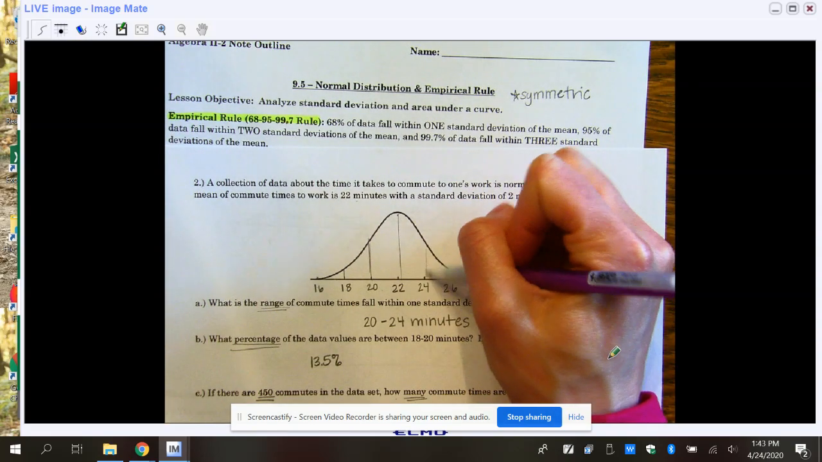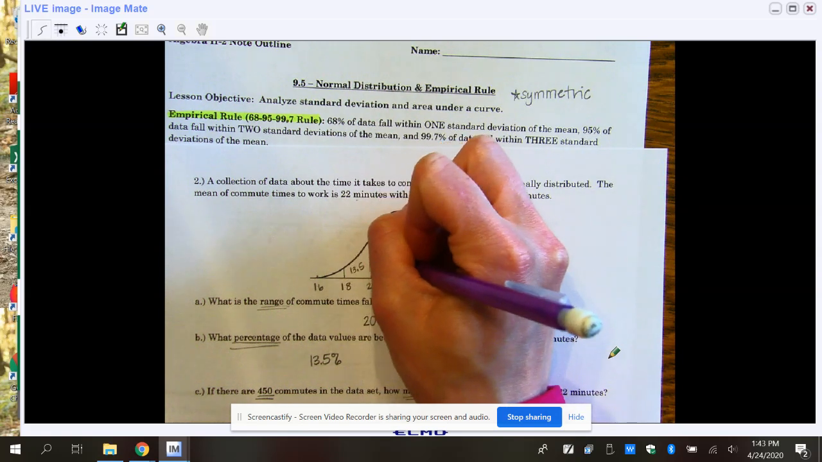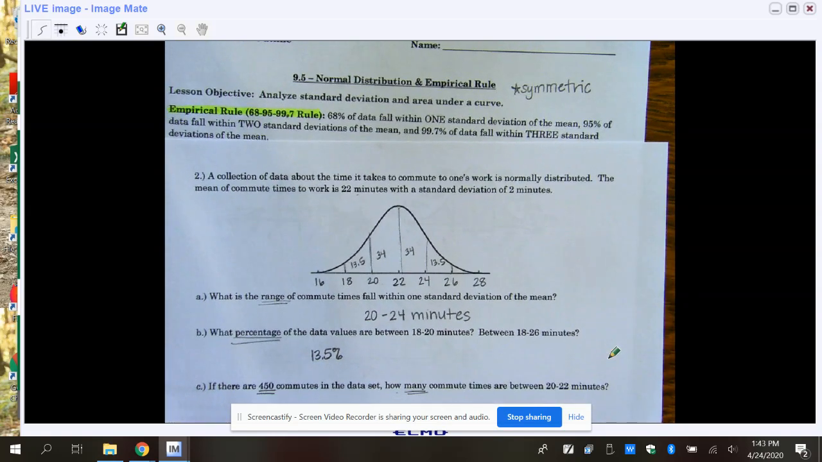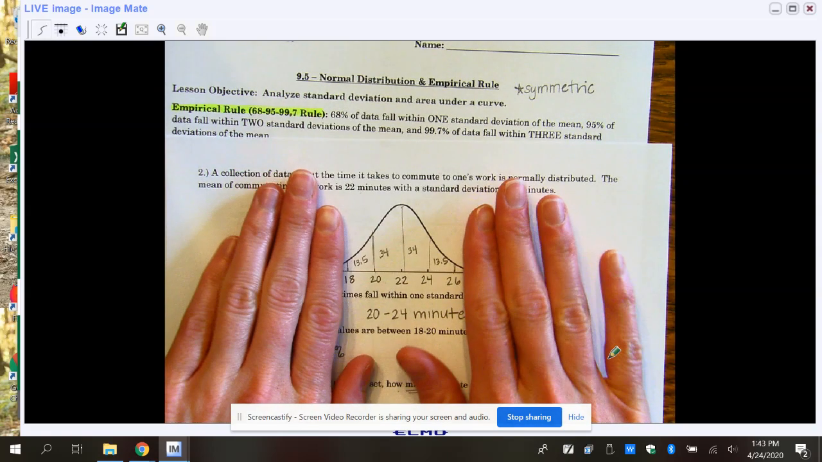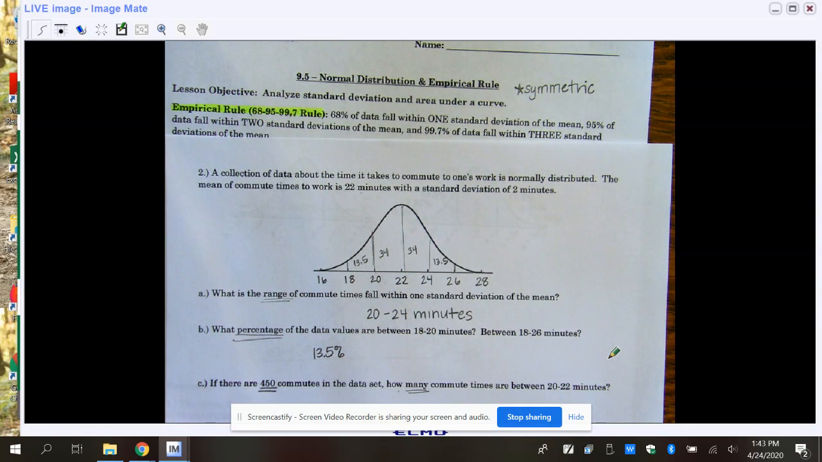Oh, and I just realized I forgot to answer this question. So this says between 18 and 26 minutes. So this is a bigger range. So here I would maybe recommend actually writing down those percentages. So 13.5, 34, 34, and 13.5. And then adding them all together, or just kind of remembering, oh, 18 and 26, that's 2 standard deviations away in either direction, so that's going to be the 95%.